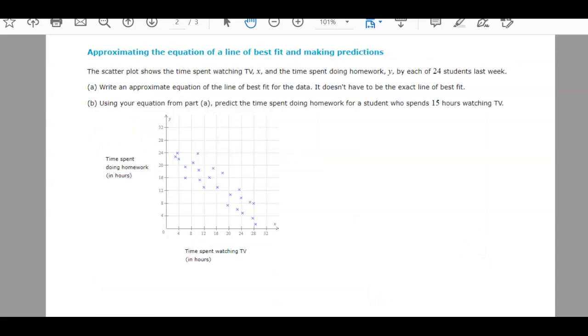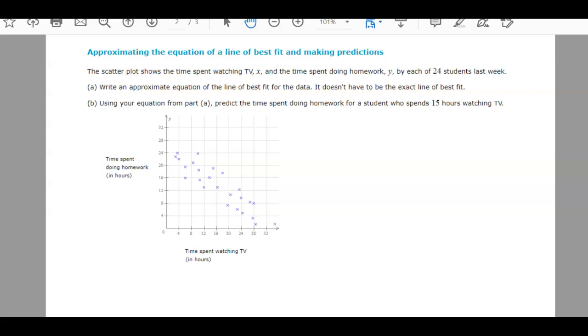All right, the last one of the section, you guys, approximating the equation of a line of best fit and making predictions. The scatter plot shows the time spent watching TV, X, so TV is on the X-axis, and the time spent doing the homework is on the Y-axis, by each of 24 students. Write an approximate equation of the line of best fit for the data. It doesn't have to be the exact line of best fit.